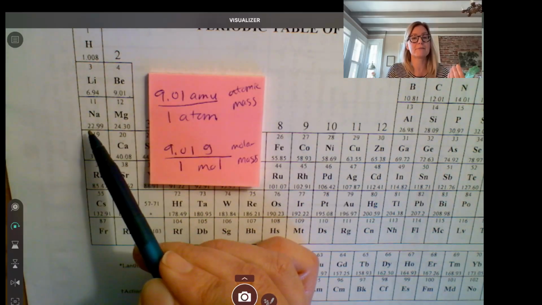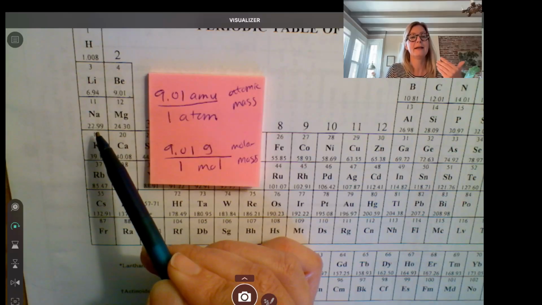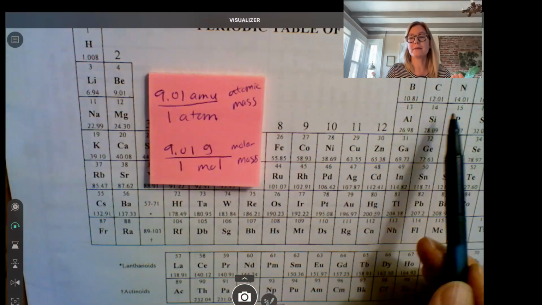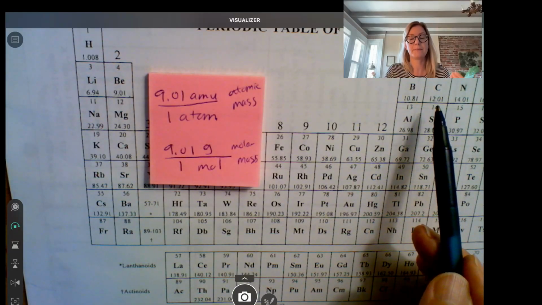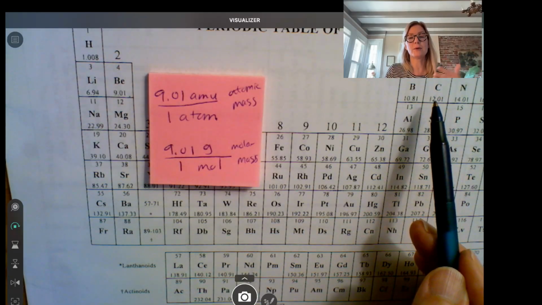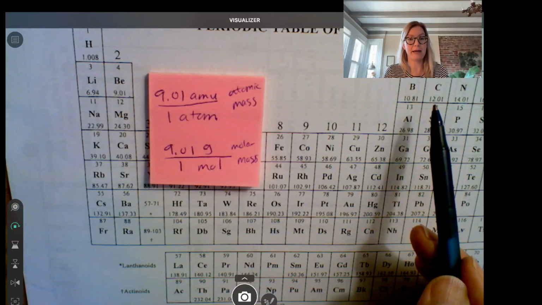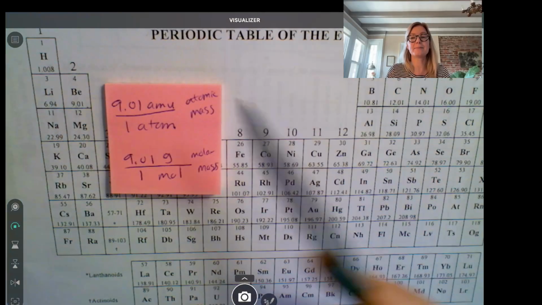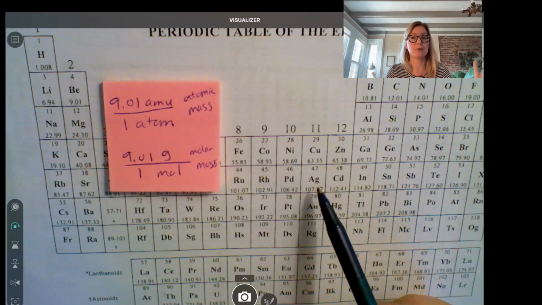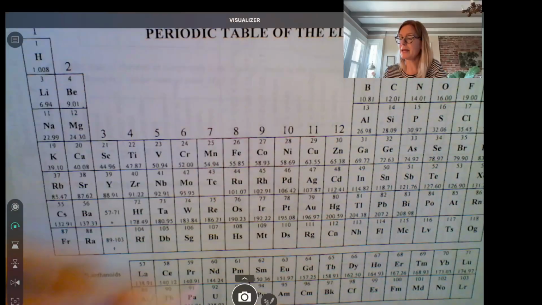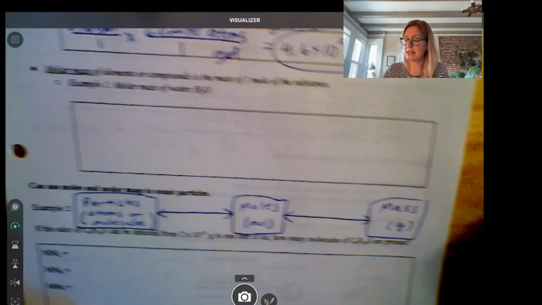So the molar mass of sodium is 22.99. That's the mass of a mole of sodium atoms. Whereas carbon is only 12.01 grams for a mole of carbon atoms. So think of this as the AMU in one atom. Also think of it as the grams for a mole of atoms. And as the atoms get heavier and heavier, the grams in a mole of atoms also gets heavier and heavier. So the molar mass is something that we find on the periodic table.